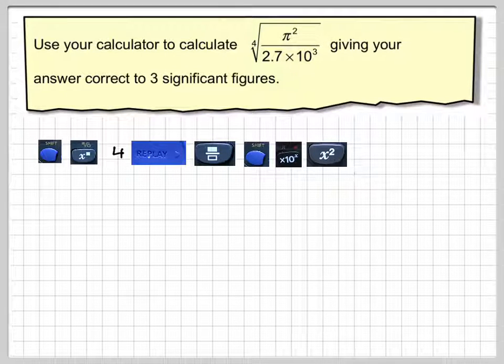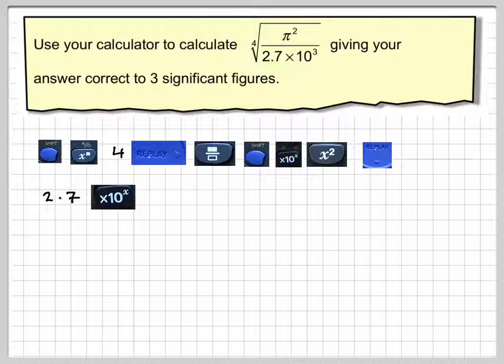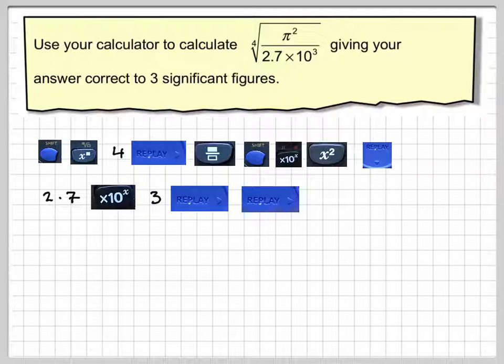X squared, because we want the pi squared, then the downwards replay button, and then we're going to put in 2.7 times 10 to the x, and again we can put that as a 3, we don't try to raise it to a power. We then press the replay button to take it out of the fraction button, and then a replay button to take it out of the fourth root sign, and then press equals.